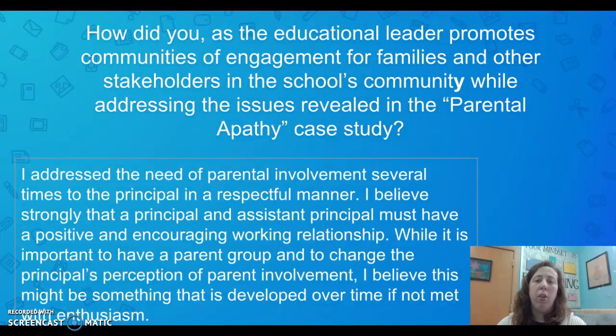How did you, as the educational leader, promote communities of engagement for families and other stakeholders in the school's community while addressing the issues revealed in the parental apathy case study? I addressed the needs of parental involvement several times to the principal in a respectful manner. I believe strongly that a principal and assistant principal must have a positive and encouraging working relationship. While it's important to have that parent group and to change the principal's perception in parent involvement, I believe this might be something that is developed over time if it's not met with enthusiasm. Because while we want the community involved and families involved, we want it done in a positive way.